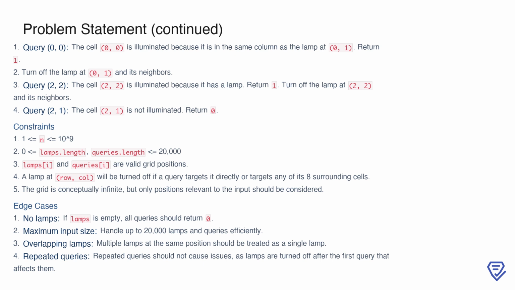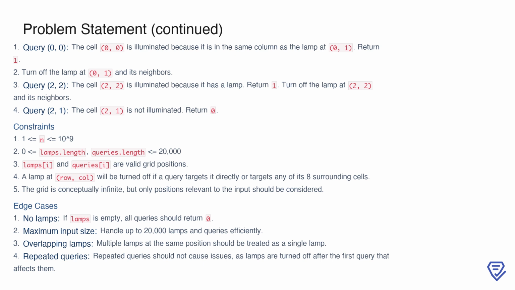In another example, consider a smaller grid of size 3x3, with lamps placed at [0, 1] and [2, 2]. The queries to process are [0, 0], [2, 2], and [2, 1]. For the first query, [0, 0], the cell is illuminated because it is in the same column as the lamp at [0, 1]. The result is 1, and the lamp at [0, 1], and its neighboring cells are turned off. Next, the query [2, 2] targets a cell that is illuminated because it contains a lamp. The result is 1, and the lamp at [2, 2], and its neighbors are turned off. Finally, the query [2, 1] checks a cell that is no longer illuminated, so the result is 0.